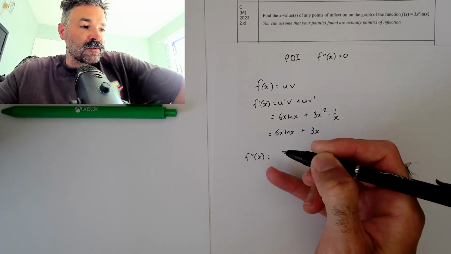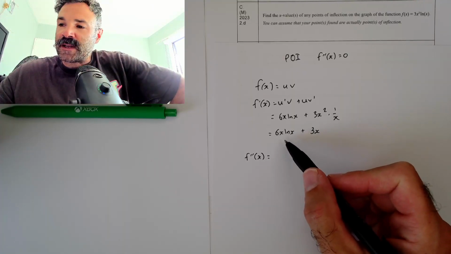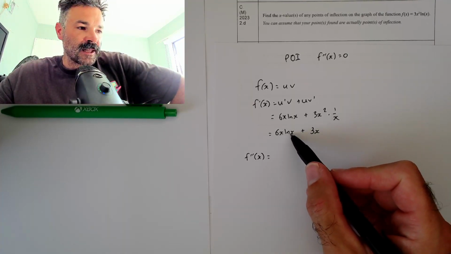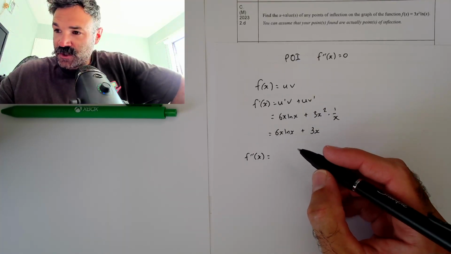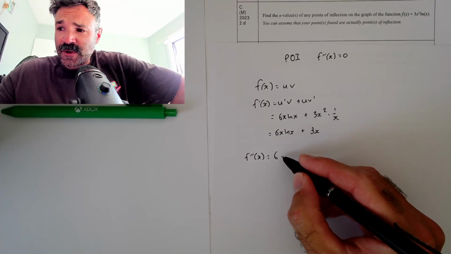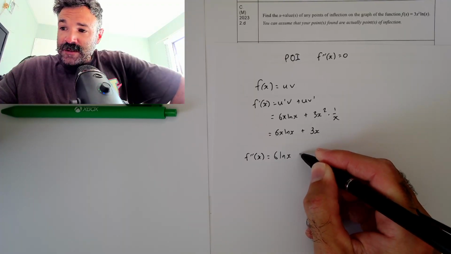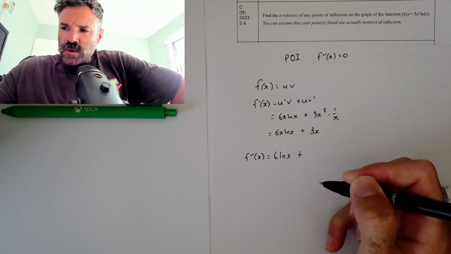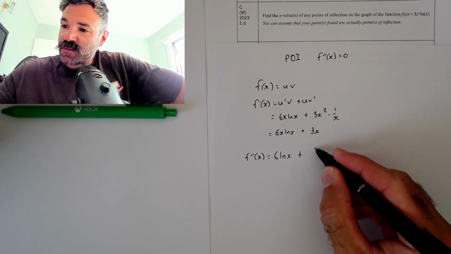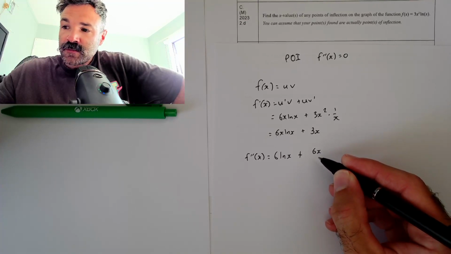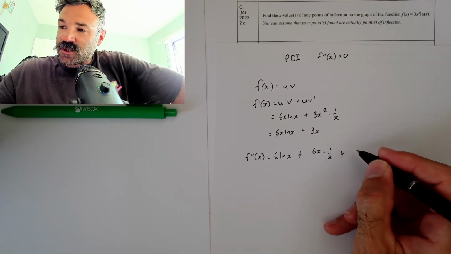For the second derivative, we're going to use the product rule again, with 6x ln of x being two different functions. So we use this exact same formula: u dash v, so u dash is 6 times v, which is ln of x, plus u v dash, which is 6x times 1 over x, plus 3x differentiated, which is just 3.